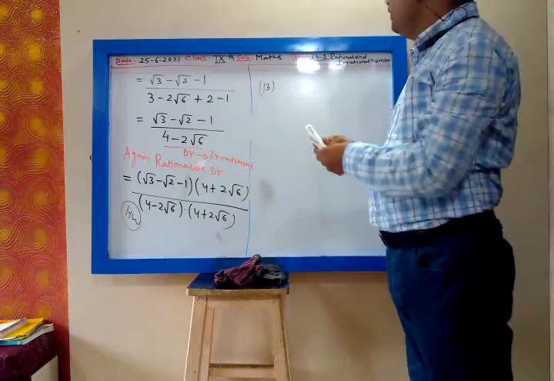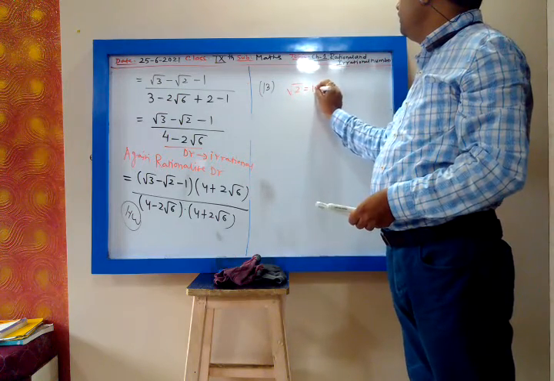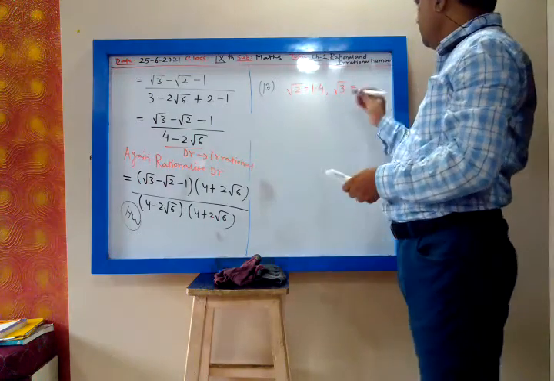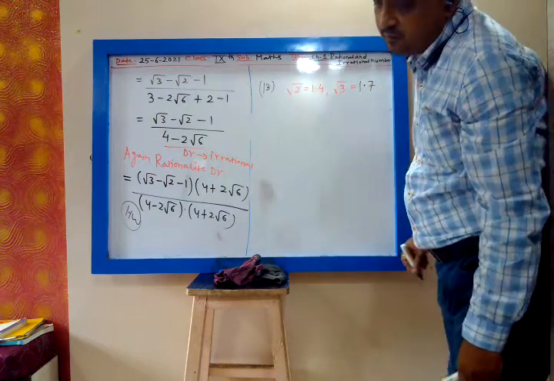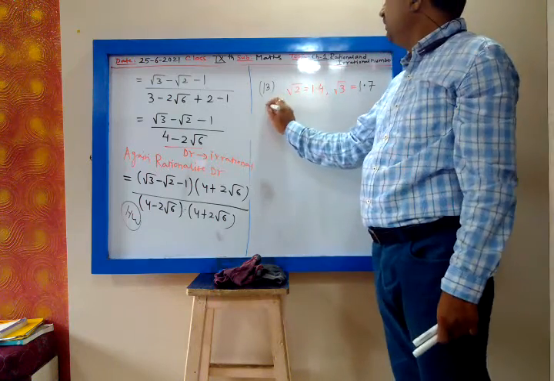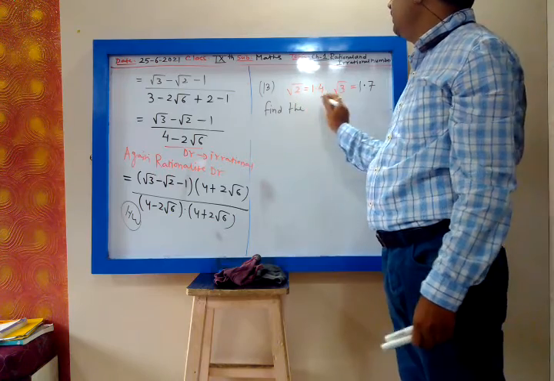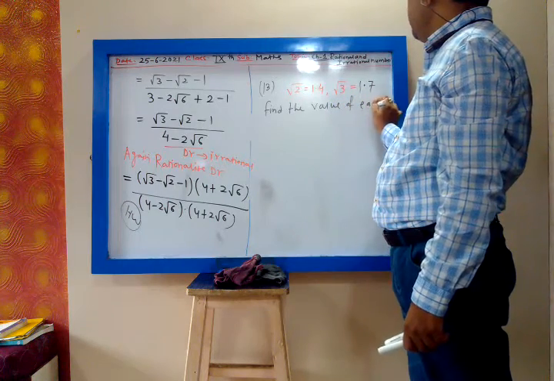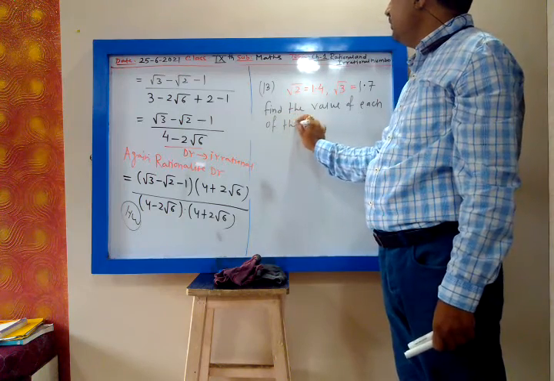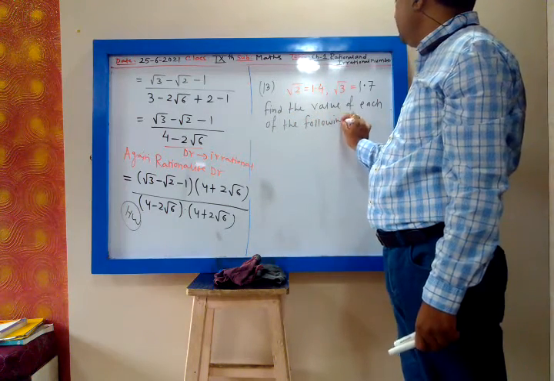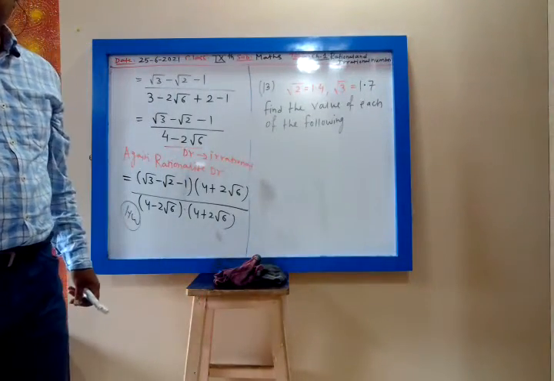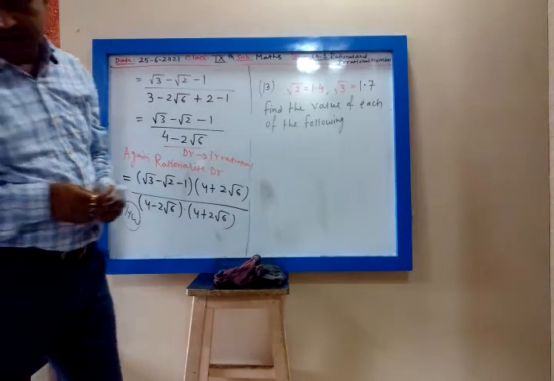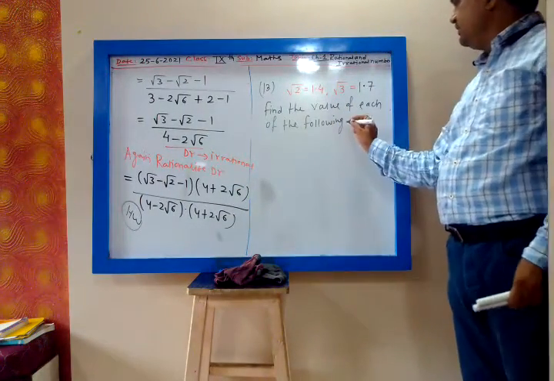13. Root 2 is 1.4. Root 3 is 1.7. Find the value of each of the following, correct to 1 decimal place.